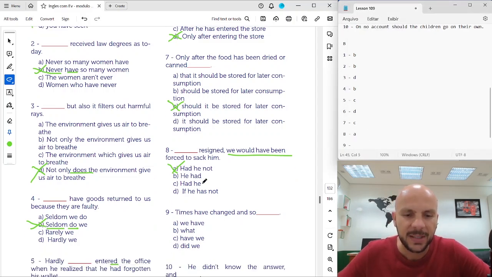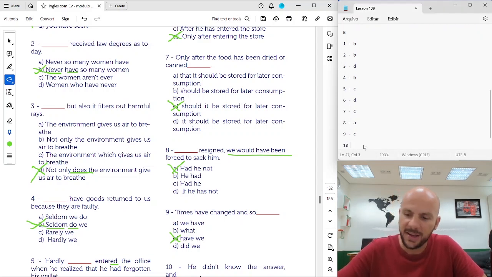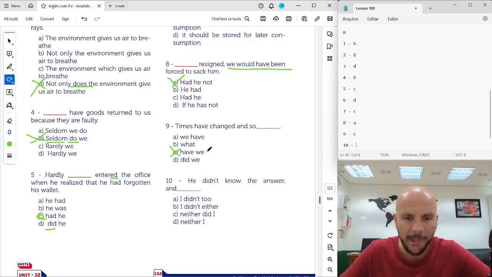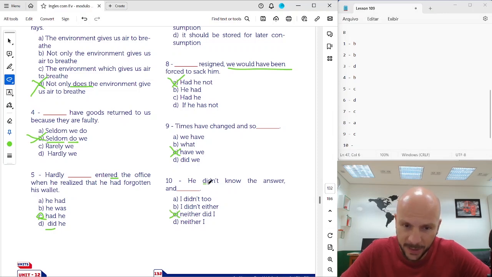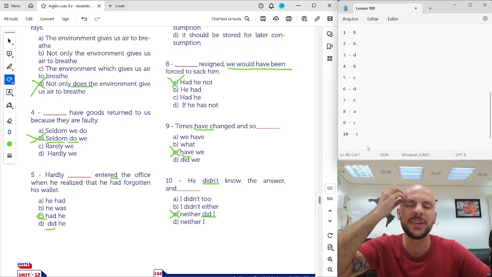9. Times have changed and so have we. Times have changed and so have we, letter C. And number 10, he didn't know the answer and neither did I. Okay? He didn't know the answer, neither did I. Times have changed and so have I. Okay, you have to respect the auxiliary used. 10, letter C. What do you think of the inversions?